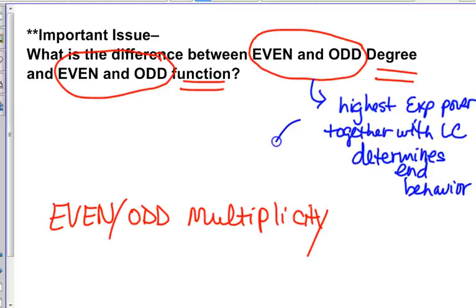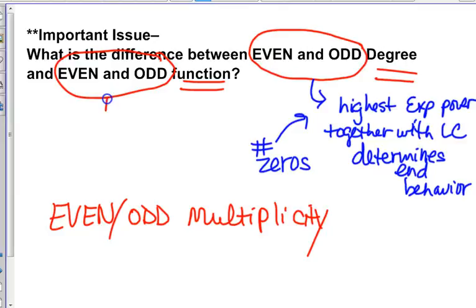What else does it do? It also determines the number of zeros, right? If it's a degree 4, it crosses the x at most 4 times. Does that sound familiar? Right? If it's a parabola, degree 2, it can cross the x at most 2 times. Are you with me here, guys? Okay, we're going to talk about that in 1 second anyway.